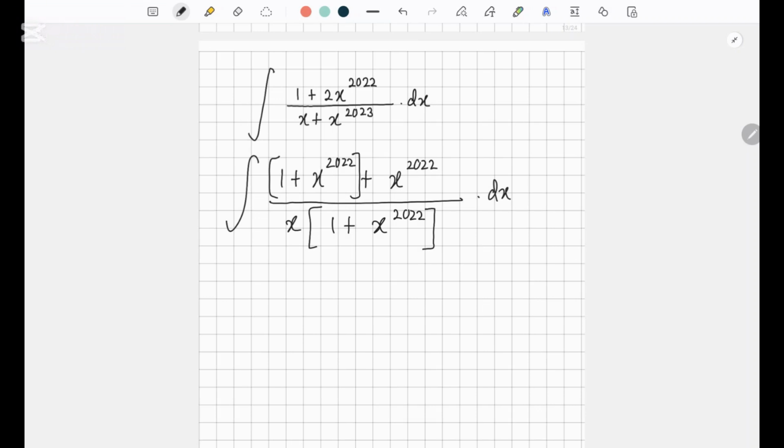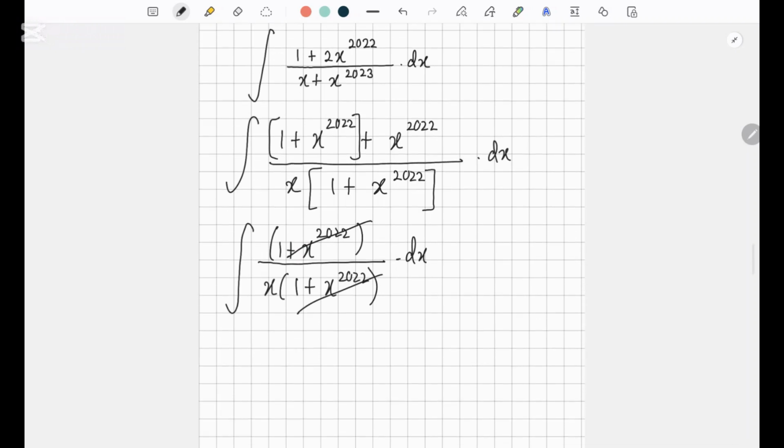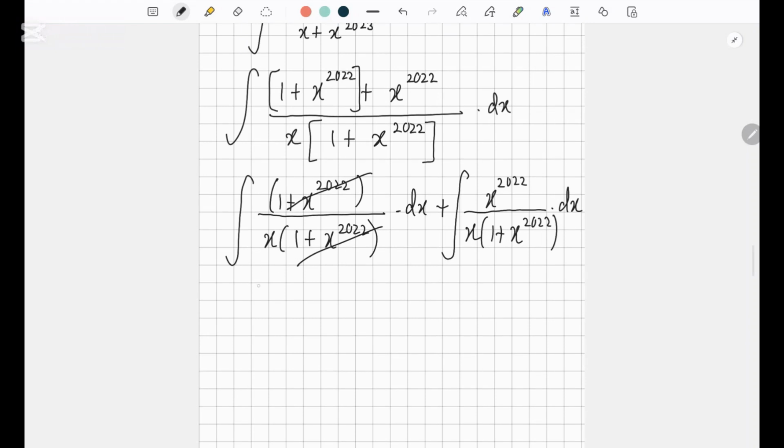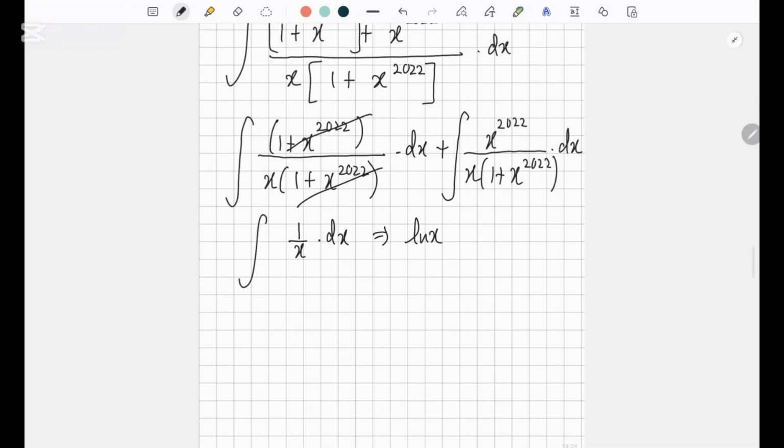So now let's divide this into two fractions. You have 1 plus x to the power 2022 over x into 1 plus x to the power 2022. You can see these two cancel off, right? That's one fraction, and the other fraction is plus the integration of x to the power 2022 over x into 1 plus x to the power 2022, dx. The one on the left side is just the integration of 1 over x dx, giving you ln x. I'll write plus c at the end for our final answer.